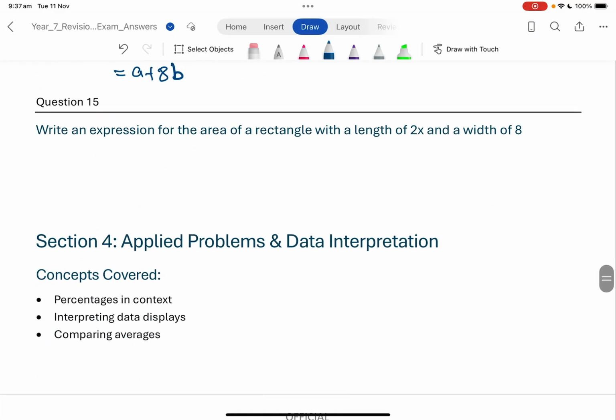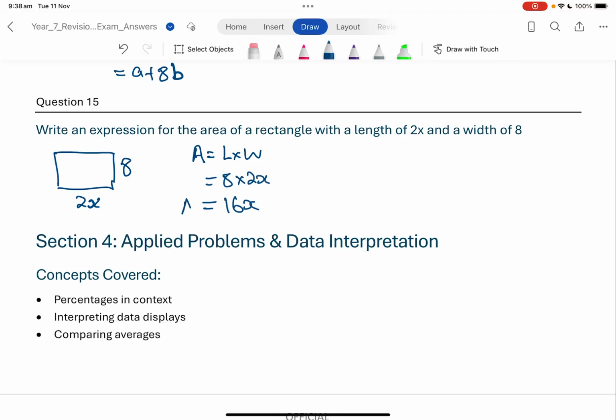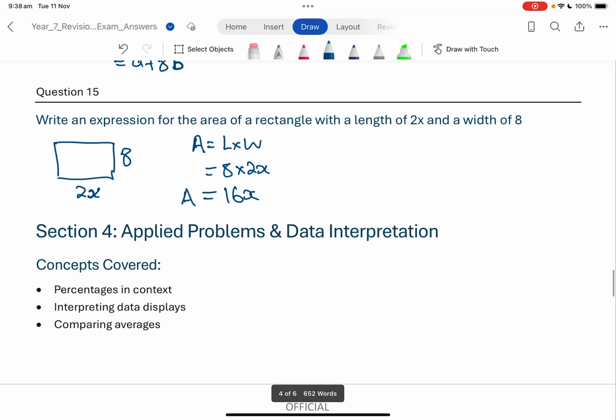Write an expression for the area of a rectangle. All right, let's draw this rectangle. All right, rectangle with a length of 2x and a width of 8. If you guys remember, the area of a rectangle is length times width. So in this case, we're going to have 8 times 2x. So 16x would be for the area of that rectangle. And I mean, look, I know it says expression, and I've got an equal sign here. So technically my answer is just 16x on its own, I suppose.